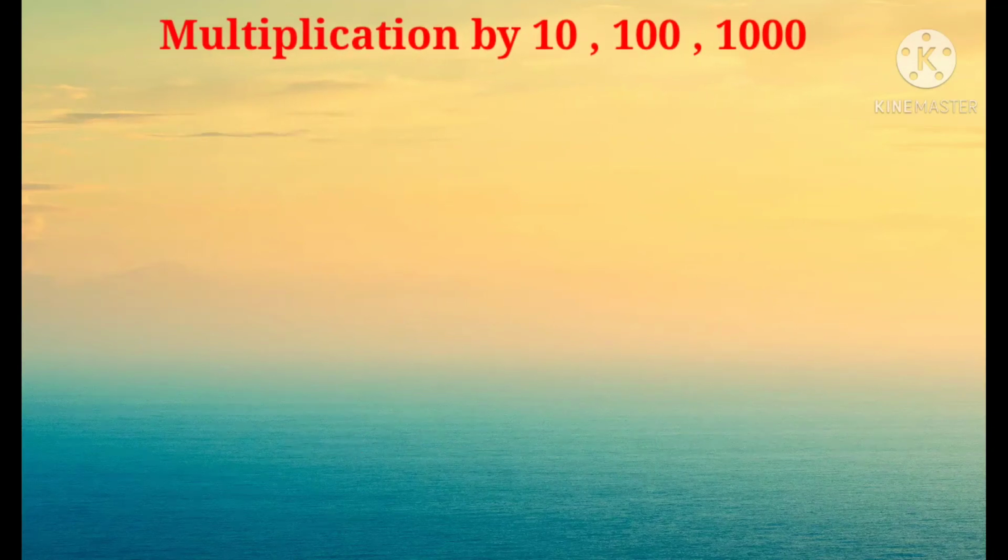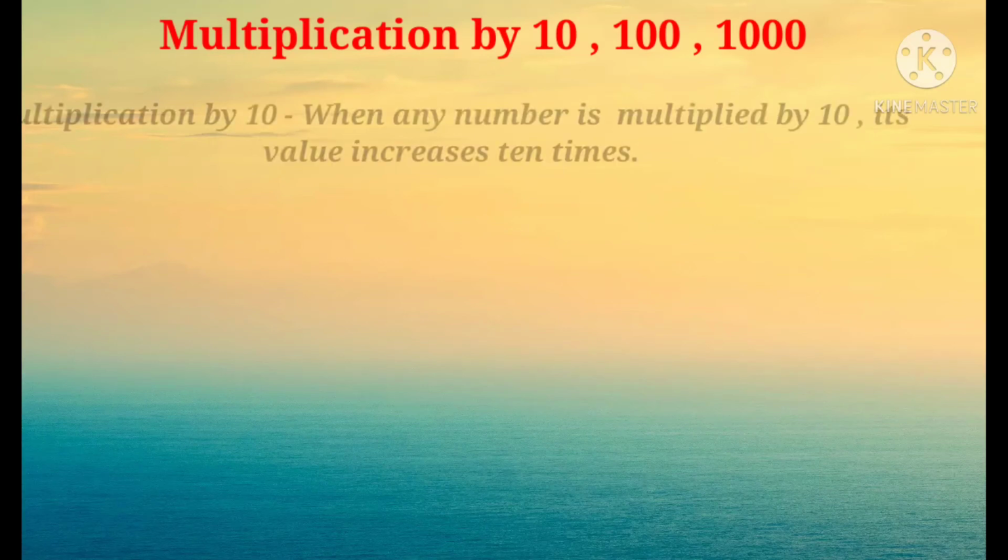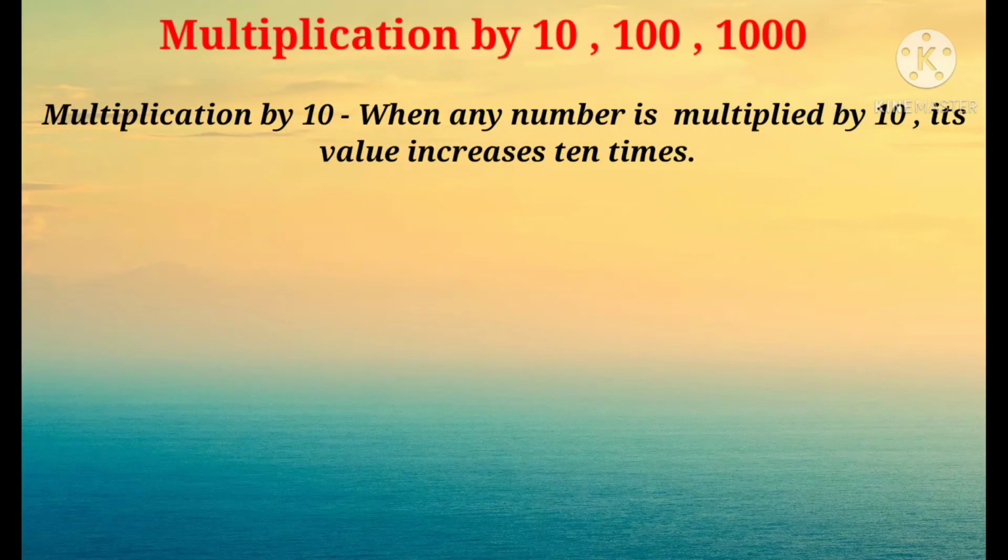Now let's understand the method of multiplying any number by 10, 100 and 1000. First, let's see the multiplication by 10. When any number is multiplied by 10, its value increases 10 times. So suppose if we multiply 6 by 10, we get the product 60, which is 10 times the number 6. Or mentally you can understand, you first multiply the non-zero numbers, that is 6 and 1, and after multiplying 6 and 1, put 1 zero to the right of the number.